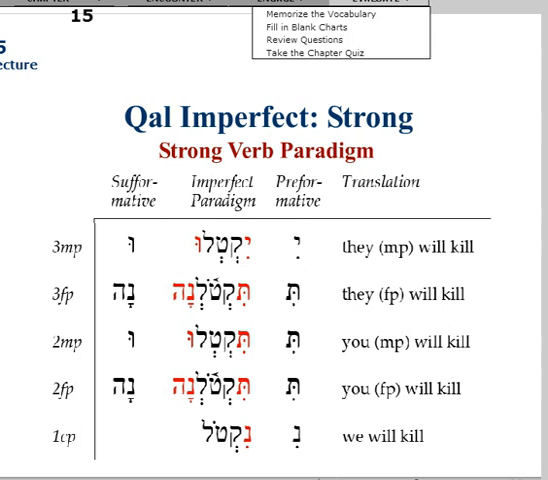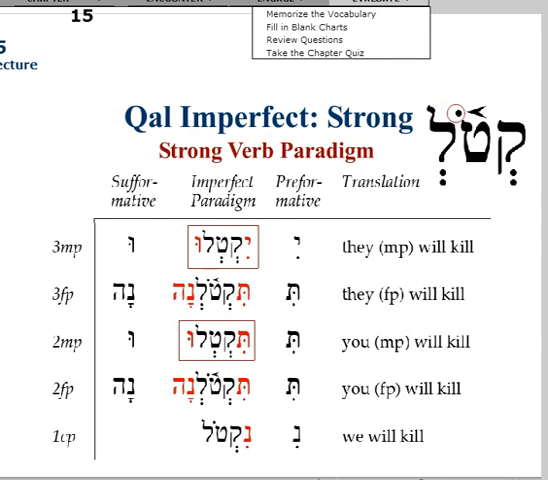Observation 9. In the strong verb, the stem vowel is holum, except in those forms that have sufformatives that consist of a vowel. Second feminine singular, third masculine plural, and second masculine plural. In these three forms, the holum stem vowel is reduced to vocal schwa.